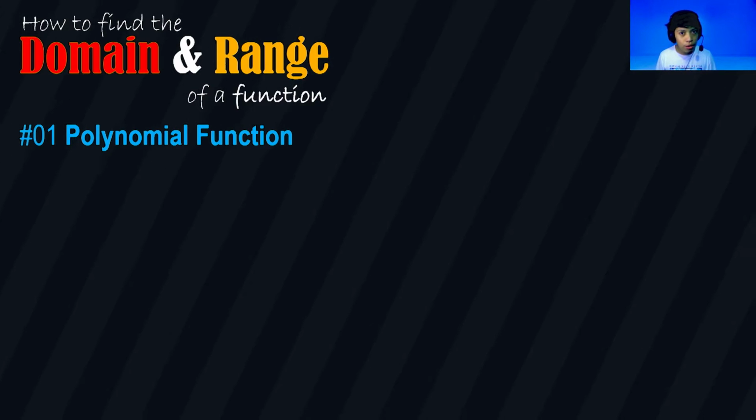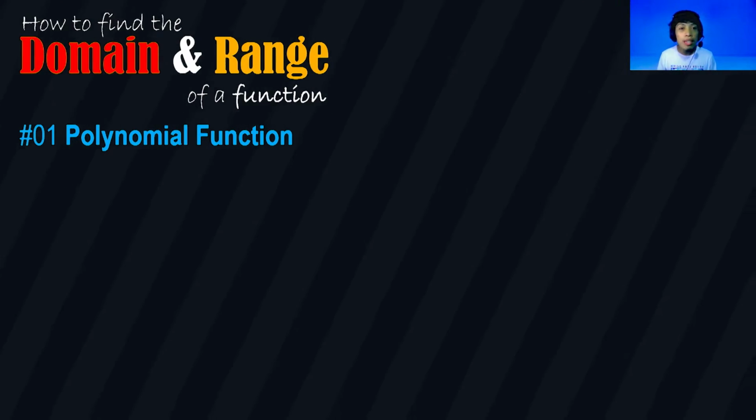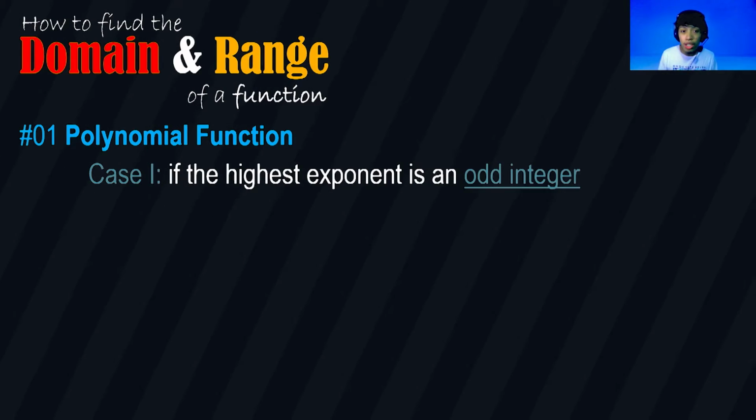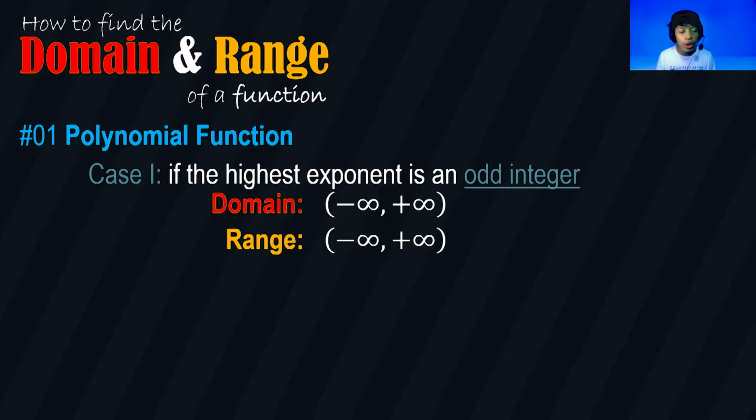Now, take note, a polynomial function is a function wherein all of the terms of x have an exponent that is a positive integer. That includes 0. So, if all of the exponents of x are positive integers, then that function is a polynomial function. When we are dealing with a polynomial function, we have case number one. If the highest exponent is an odd integer, meaning if the degree of the function is odd, then the domain and range of this function is all real numbers. You don't need to solve. Basta, if the highest exponent is odd, then the domain and range of that function is all real numbers always.